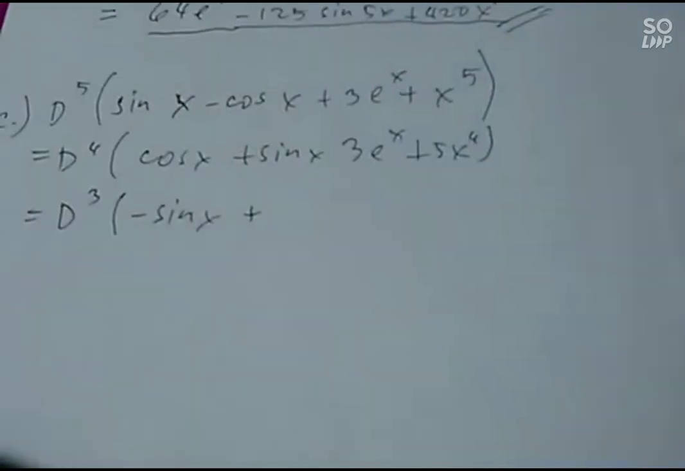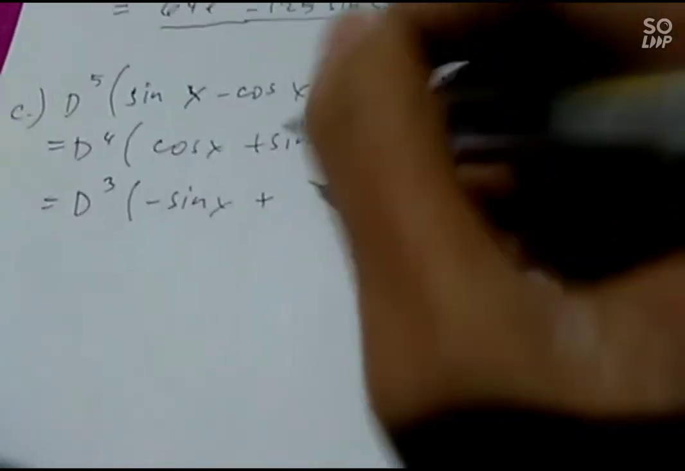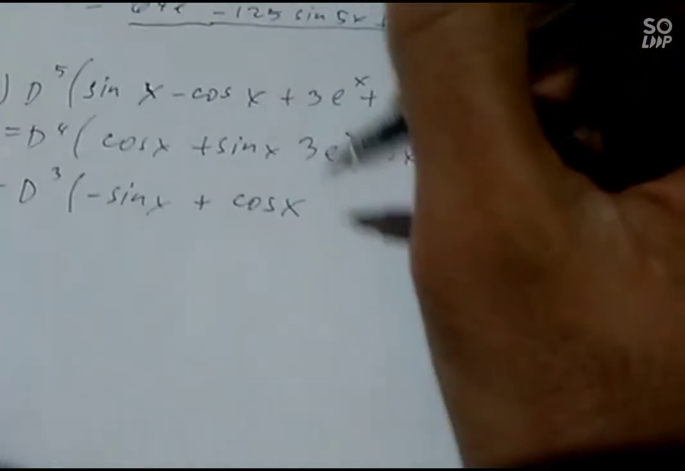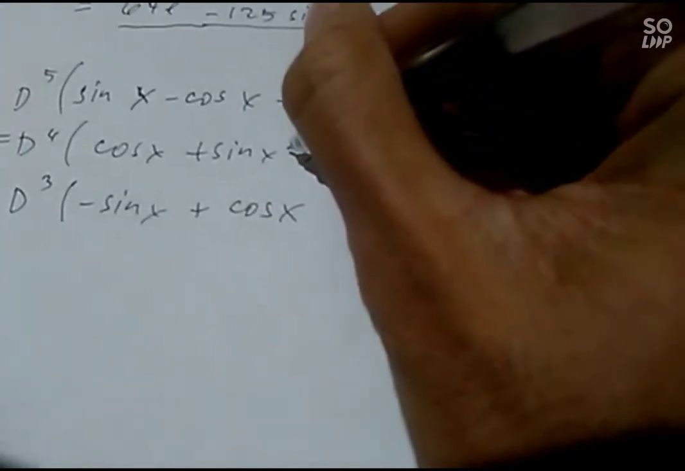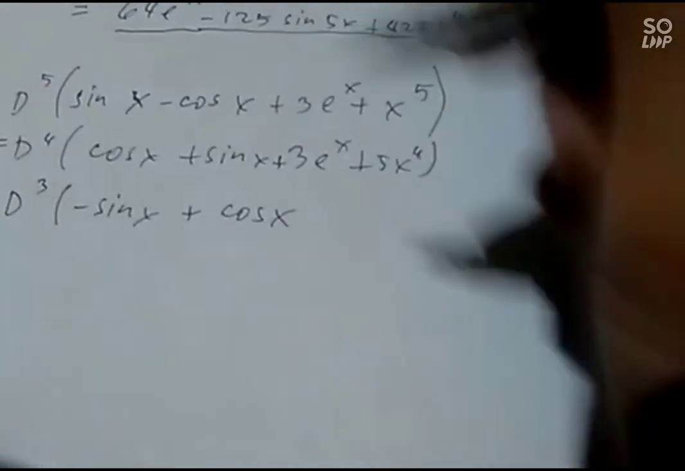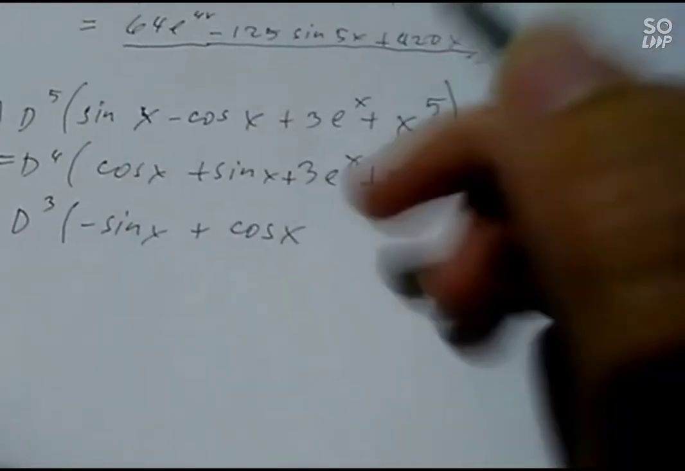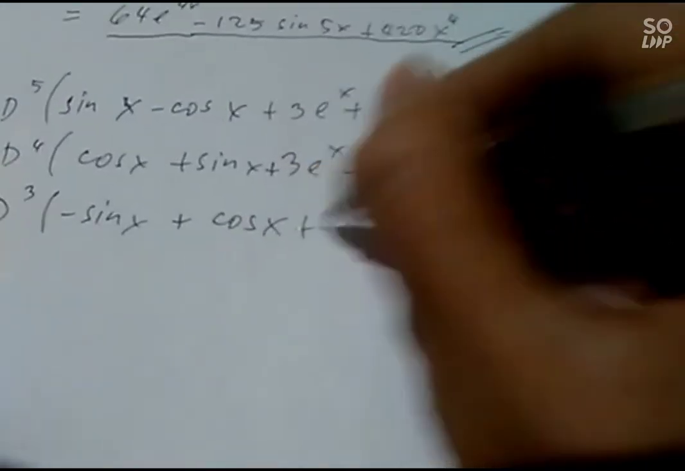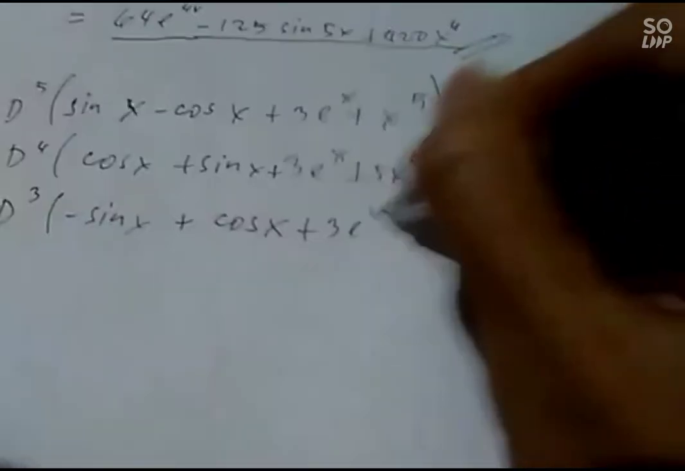Then the second derivative. For the cosine x, the derivative is negative sine of x, and for the positive sine x it equals cosine x. Then for the 3e raised to x, I forgot to add the positive sign here, so the derivative of 3e raised to x equals positive 3e raised to x.